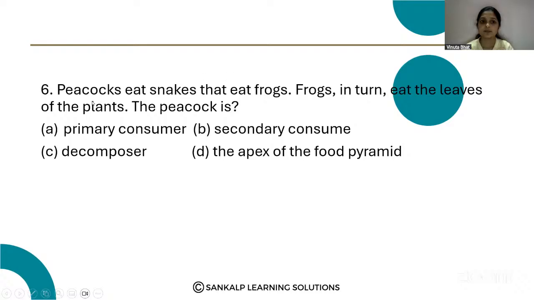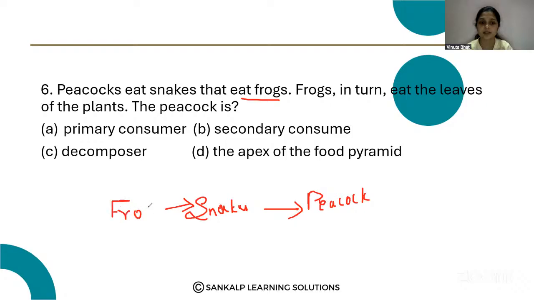Question number 6. Peacocks eat snakes that eat frogs. Frogs in turn eat the leaves of the plants. Here they have given a food chain. So you know that peacock eats the snakes. Then the snakes eat the frogs. I'm just constructing one food chain.